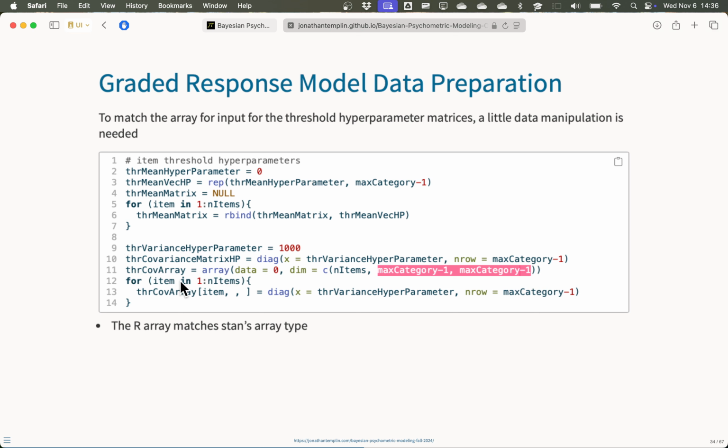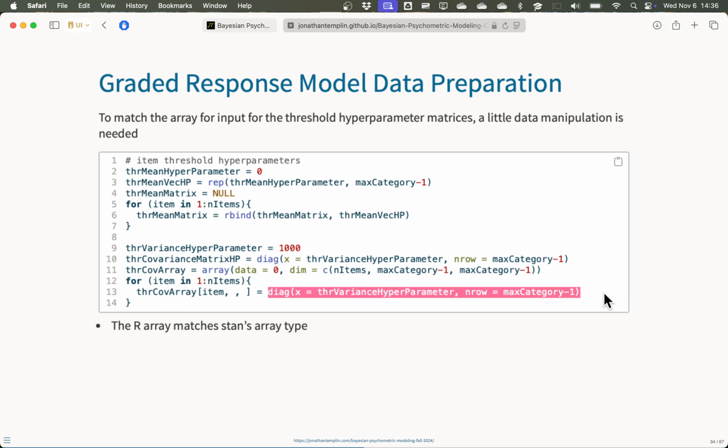Okay, so then finally, for each item, in each first element spot, I put item through this loop, and I define it to be this covariance matrix. So at the end of all of this, the THR cov array is a 3-dimensional array. If you think of what that contains, each item then has a 2x2 or a 4x4 covariance matrix. That's what it's trying to show.